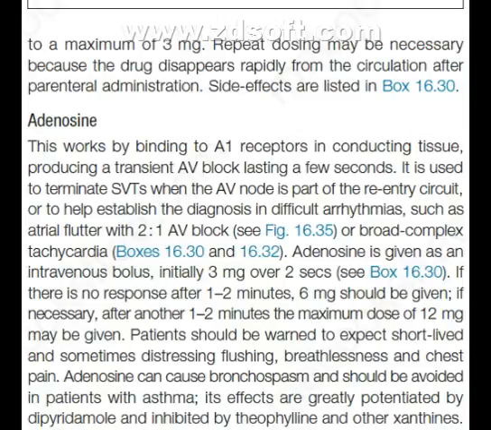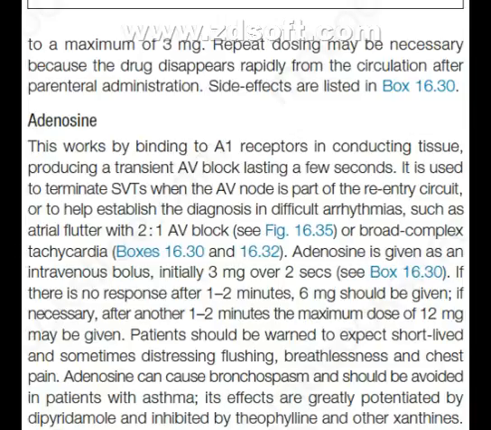Adenosine is given as an intravenous bolus, initially 3 mg over 2 seconds. If there is no response after 1 to 2 minutes, 6 mg should be given. If necessary, after another 1 to 2 minutes, the maximum dose of 12 mg may be given.